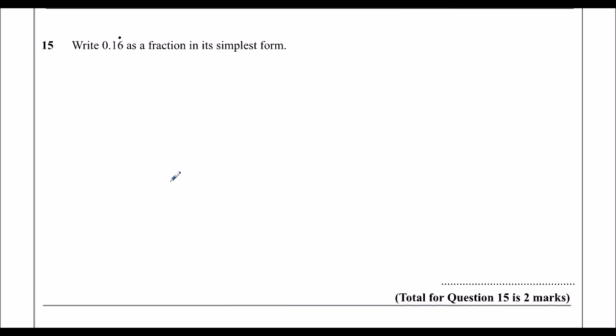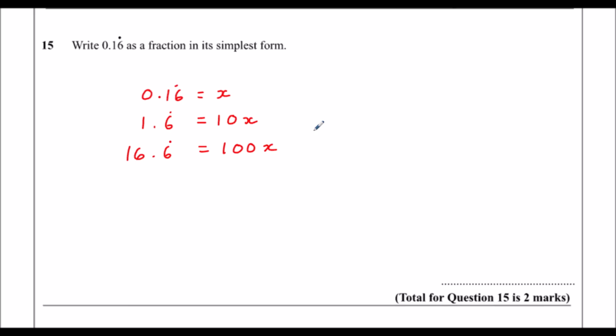Question 15. Write 0.16 recurring as a fraction in its simplest form. So we've got 0.1666666 going on forever. We can call that x. When we want to get rid of this recurring decimal, we need two things that end in the 6666666 going on forever. If we multiply this by 10, we get 1.6 recurring. That's 10x. Then if we multiply that by 10 again, we'll have 16.6 recurring, and that's 100x.